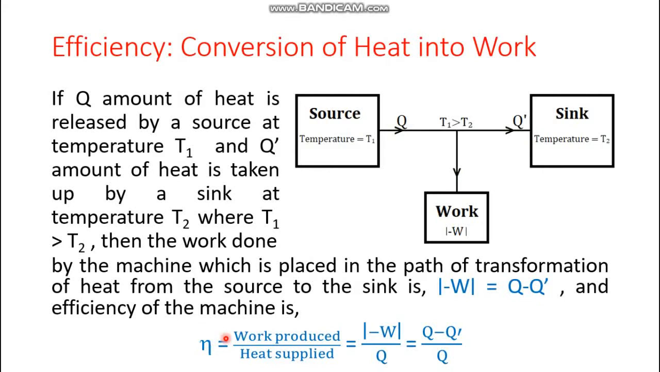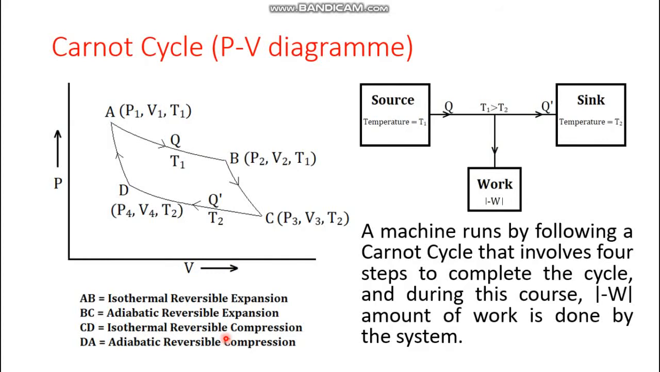Now we are going to find out this ratio in the case of the Carnot cycle for a machine which is working cyclically, as shown in this picture. Here, this is the source, or heat reservoir, which is giving out some heat Q, and it has temperature T1, which is greater than that of a sink, where Q prime amount of heat is deposited and whose temperature is T2, so that T1 is greater than T2. In between, this amount of heat, that means Q minus Q prime, is being converted into work, and the work produced is minus W.